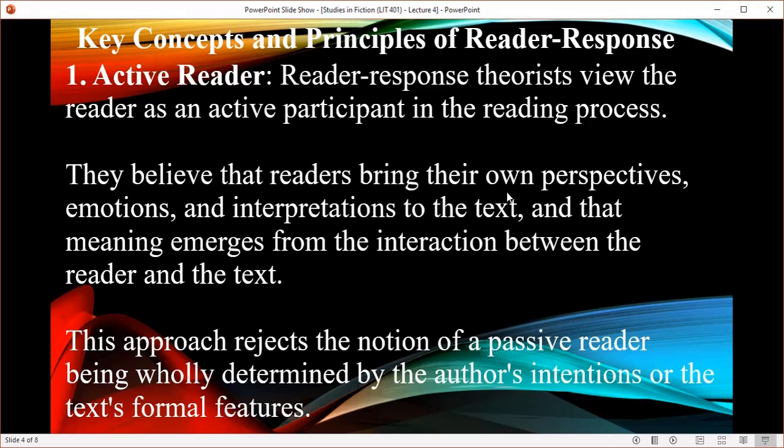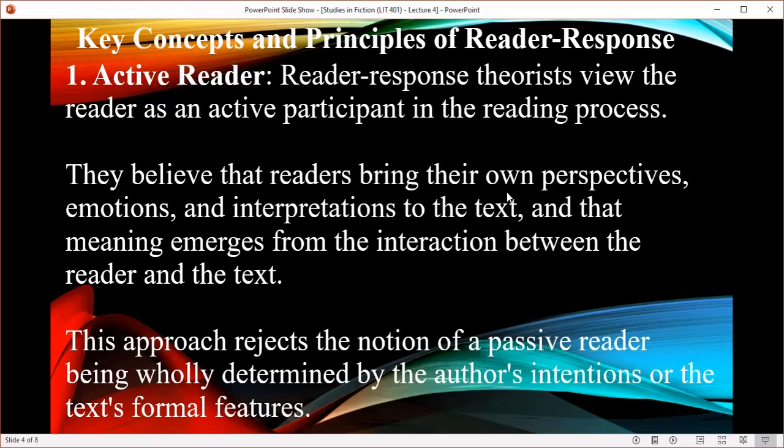There are key concepts and principles that we need to consider when we adopt reader response theory to the interpretation or analysis of the text. The first one is the active reader. If a reader is going to analyze a text based on his or her experience, that reader needs to be an active participant in the reading process.